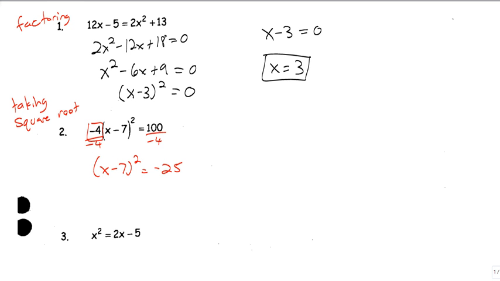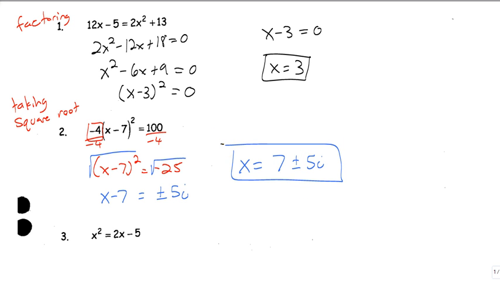So if I take the square root, I get x minus 7 on this side. I get plus or minus, and then the square root of negative 25. Well, the square root of 25 is 5. But since it's negative, we have an i also. So we have 5i. So my final answer for this problem is x is equal to positive 7 when you move it over, plus or minus the 5i. And that is it. Alright, so we took the square root.